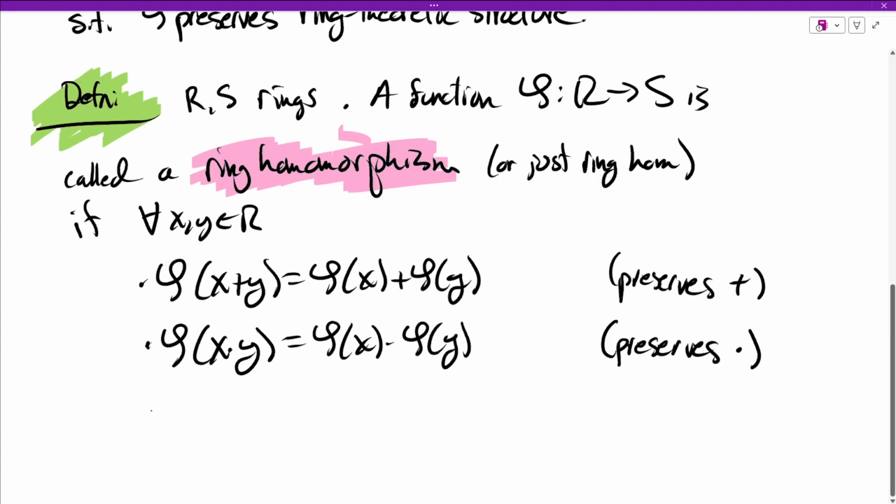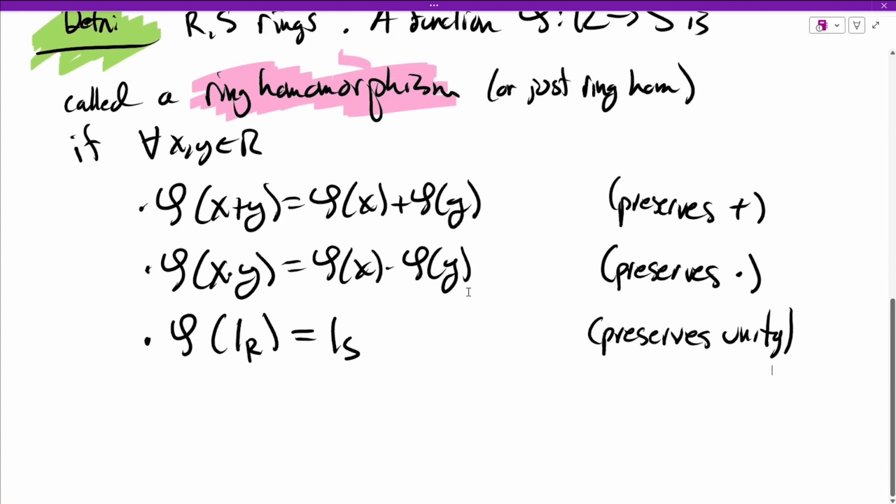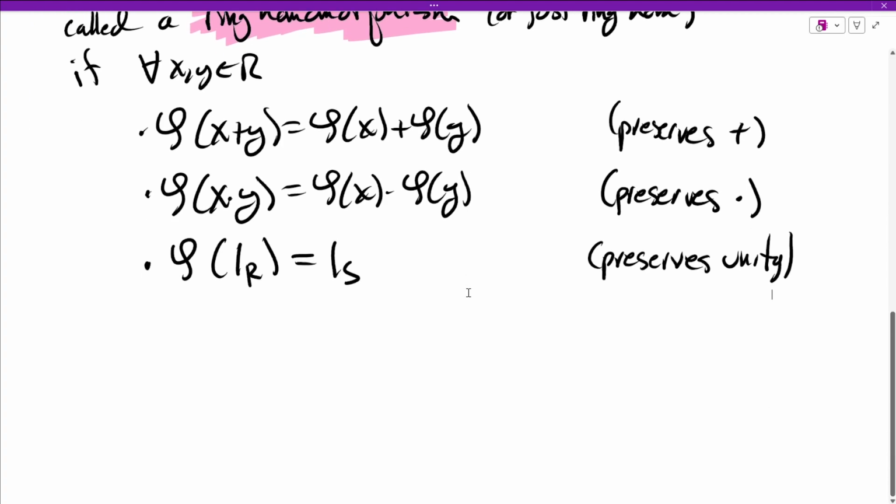And we have a third property, which is very important. Phi of 1 needs to be 1. So that's to preserve unity. So that's to send the unity in R to the unity in S. Now, there are a bunch of types of ring homomorphisms, and we're going to do some examples in a second, but I'm going to unload a bunch of language right now. So this is the end of the definition of ring homomorphisms.